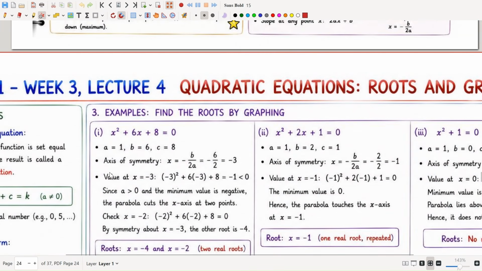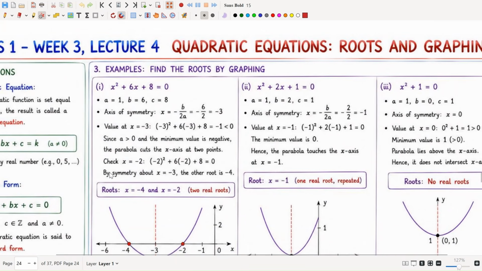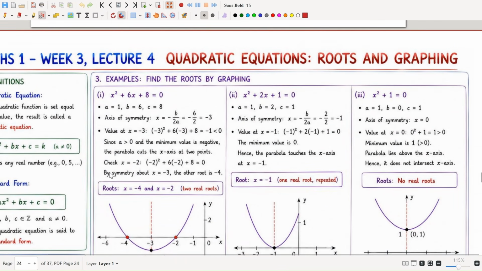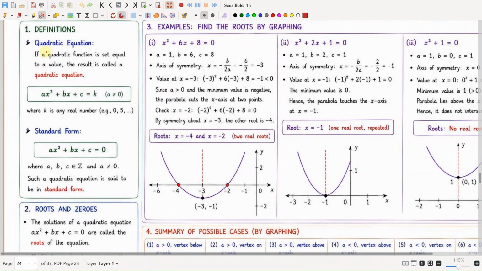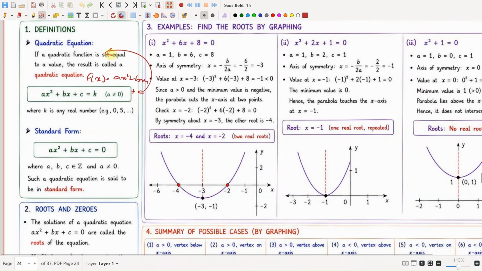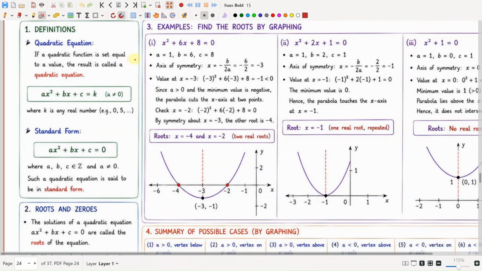So let's move on to the next lecture, where we are going to deal with roots and graphing. Now we have understood what a quadratic function is. Quadratic function is f of x is equal to ax square plus bx plus c. Now let us see what a quadratic equation is. A quadratic equation is a quadratic function which is set equal to a value.